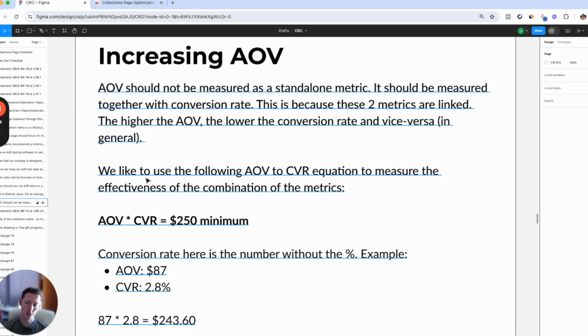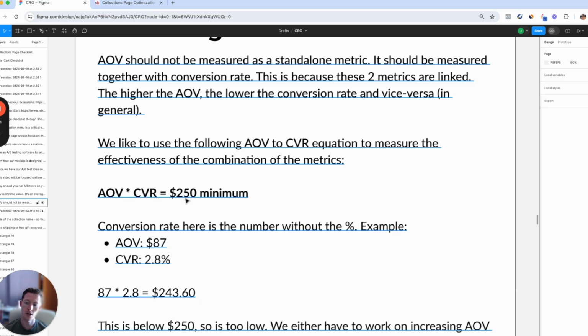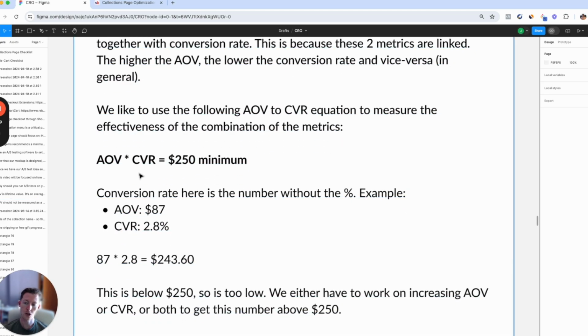So what we like to do is use the following AOV to CVR, so average order value to conversion rate, equation to measure the effectiveness of the combination of these metrics. We do AOV times CVR equals 250 as a minimum. The higher the better. And in this calculation, the conversion rate is the number without the percentage.